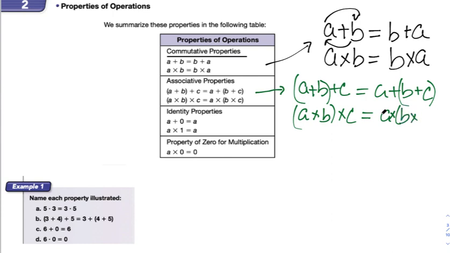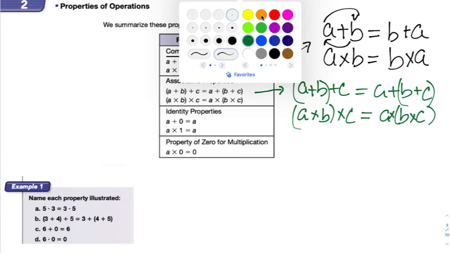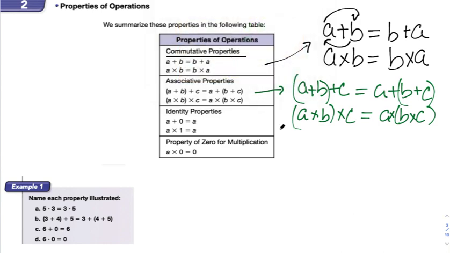So if I had to multiply 3 numbers together and I chose to multiply A and B first, then C, I'm going to get the same thing as if I multiply B and C first and then A. So that is the associative property. Think about the way things are associated there. So the next property is the identity property.